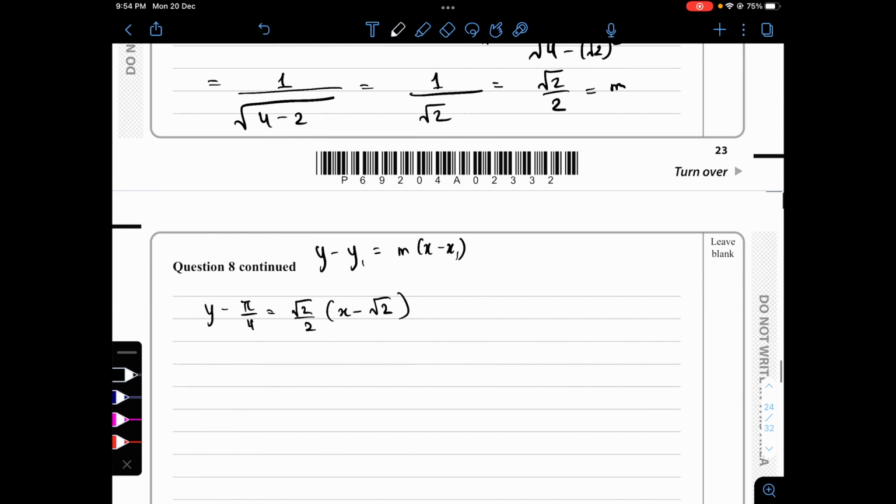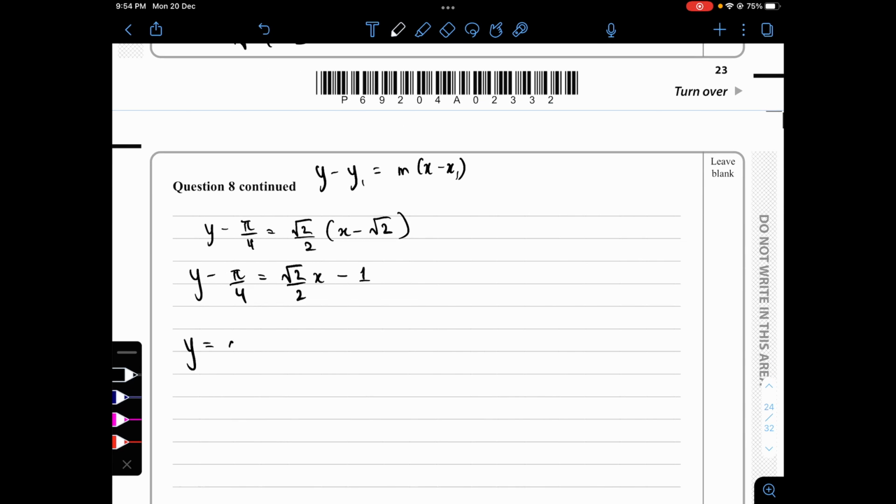That's pretty straightforward. You have to expand, so the right side becomes root 2 over 2 x. Now root 2 over 2 times minus root 2 will be minus 2 over 2, which is minus 1. So our final answer will be y equals root 2 over 2 x minus 1 plus pi over 4. We can't simplify it any further, so our final answer for the tangent at P is this. Alright, let's move on to question number 9.